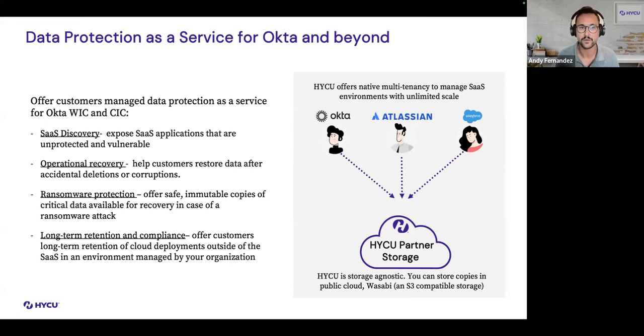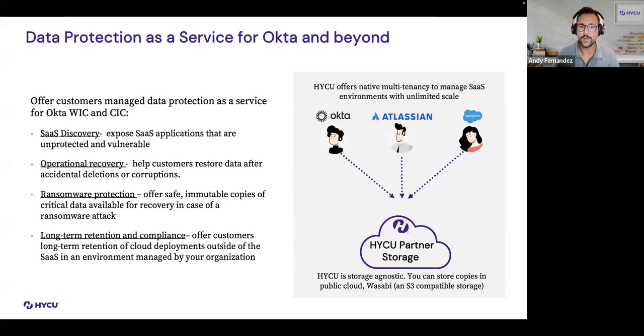Now, what does this actually mean? Well, one, as you saw, you'll be able to fully discover SaaS applications. The second one is help customers restore their data. And I'm not talking about recovering an entire instance, which anyone can script. It's actual item level restore. If this specific access policy was breached in Okta, can we restore that to a safe point in time? And that applies to any other SaaS application as well.